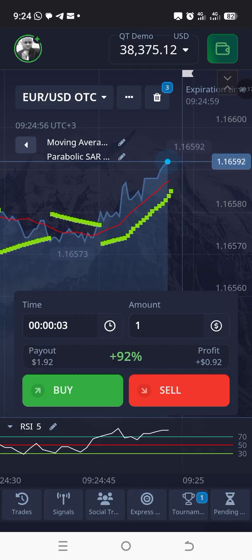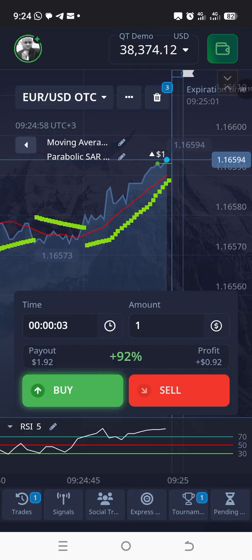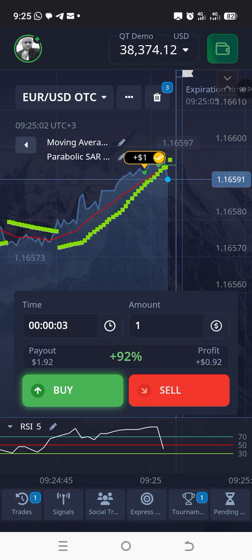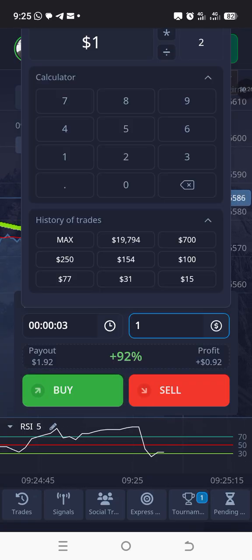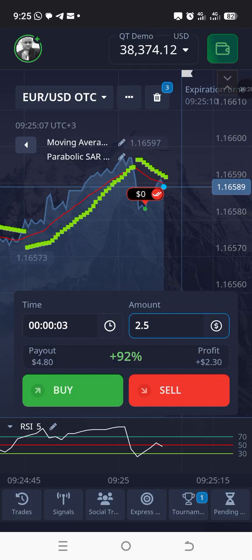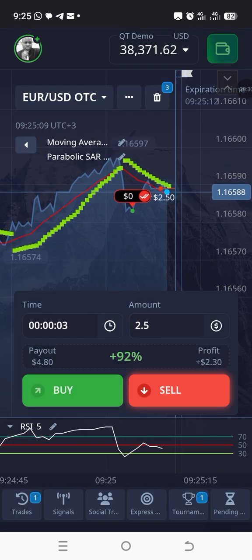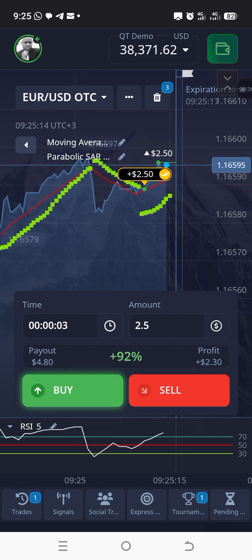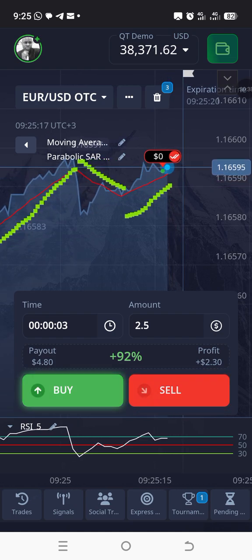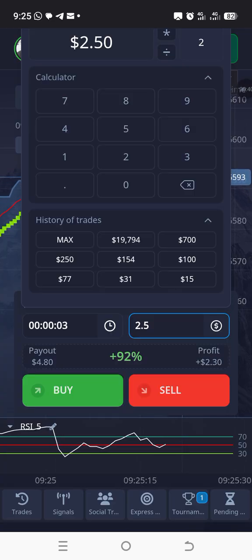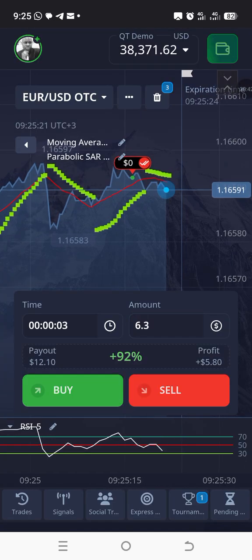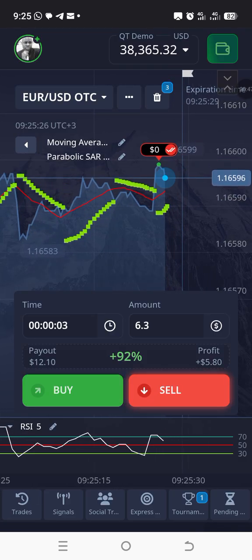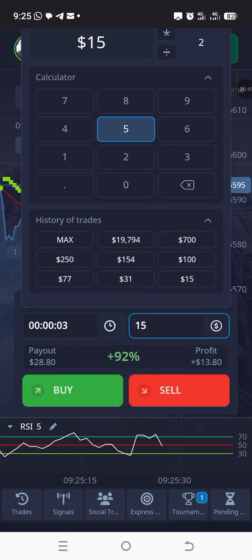Let's do it here practically. Like placing $1. You see that one is a draw. You see we have lost it, so you just double it, 2.5. That is a draw. You see you lose it, it will be 6.3. When you lose it, it will be 15.